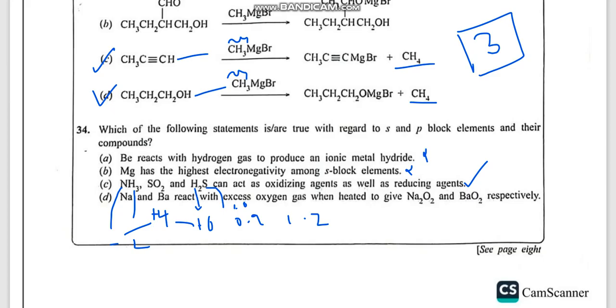Sodium and barium react with excess oxygen gas when heated to give Na2O2 and BaO2. Yes, when you put excess oxygen, they can form oxide, peroxide and superoxide. Sodium can form oxide and peroxide, therefore it will form the peroxide as the major product. Barium can form the oxide as well as the peroxide. Peroxide is O2 2 minus, barium is 2 plus, so both cancel and you will get BaO2. So that is also correct. CD, third one is the answer.